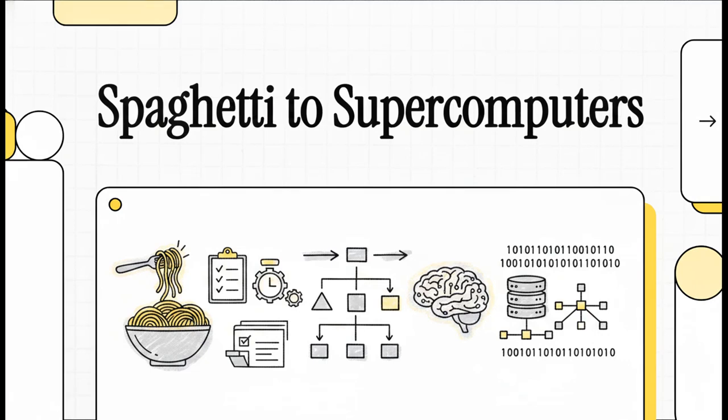Welcome to The Explainer. Today, we're diving straight into the invisible logic that literally runs our daily lives and powers our most advanced technology. We're talking about algorithms. And we're going to trace them all the way from the simplest household chores right up to the wildly complex optimizations driving modern AI. So, let's get into it.